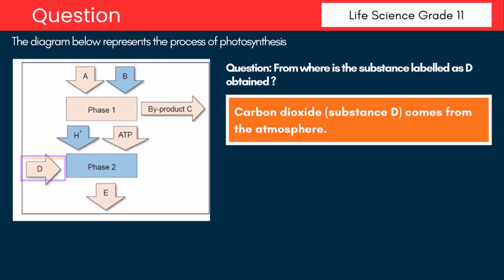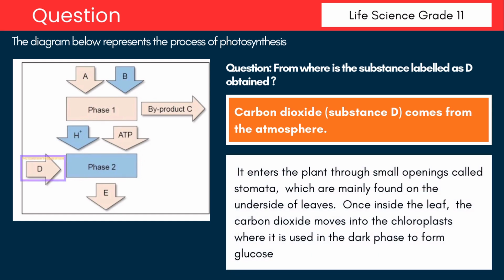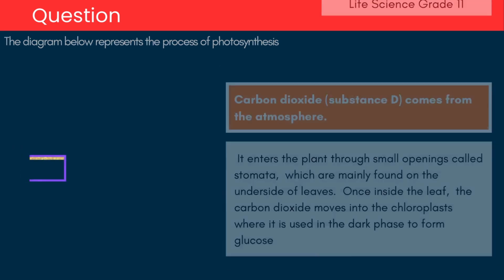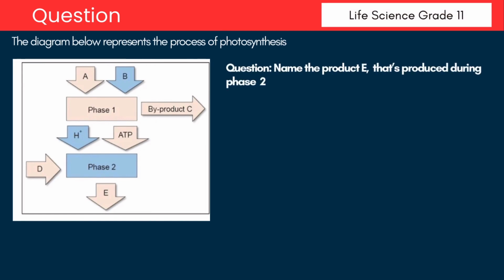Question: from where is the substance labeled as D obtained? Carbon dioxide, substance D, comes from the atmosphere. It enters the plant through small openings called stomata, which are mainly found on the underside of leaves. Once inside the leaf, the carbon dioxide moves into the chloroplasts, where it is used in the dark phase to form glucose.